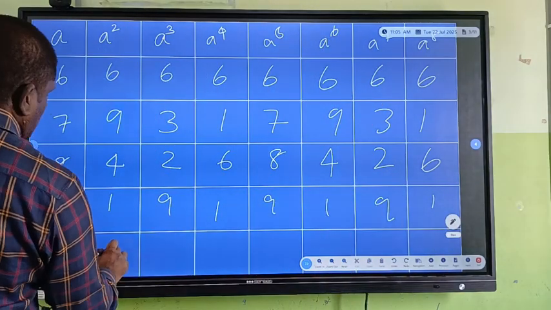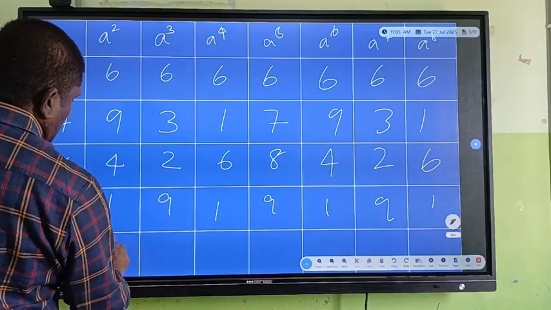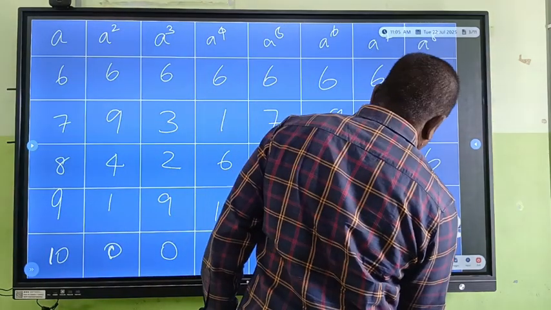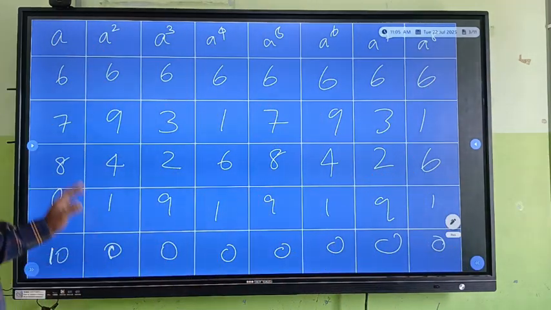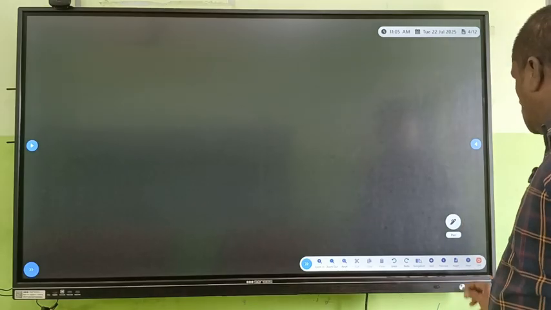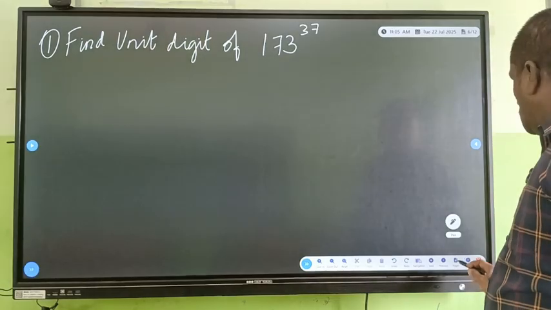So for 0, it is always 0, right? 0, 0, 0, 0, 0, 0 and 0. So you have understood that there is a cyclicity. What is the cyclicity for 6, 7, 8, 9, 10 as well? So let us go to the next also.